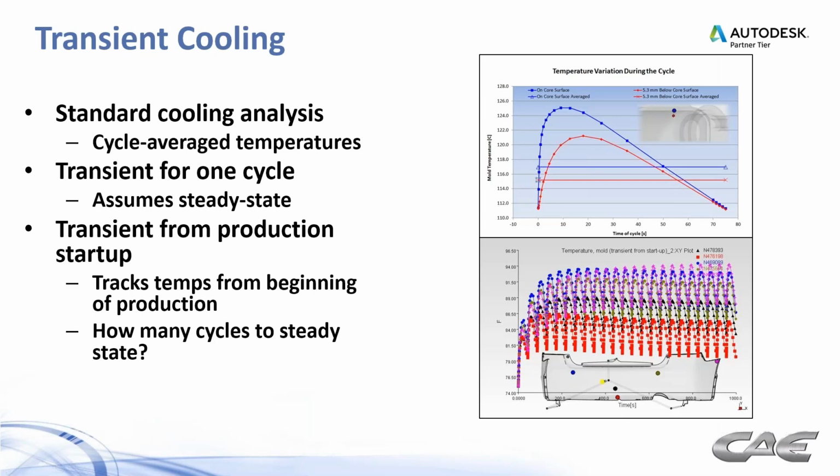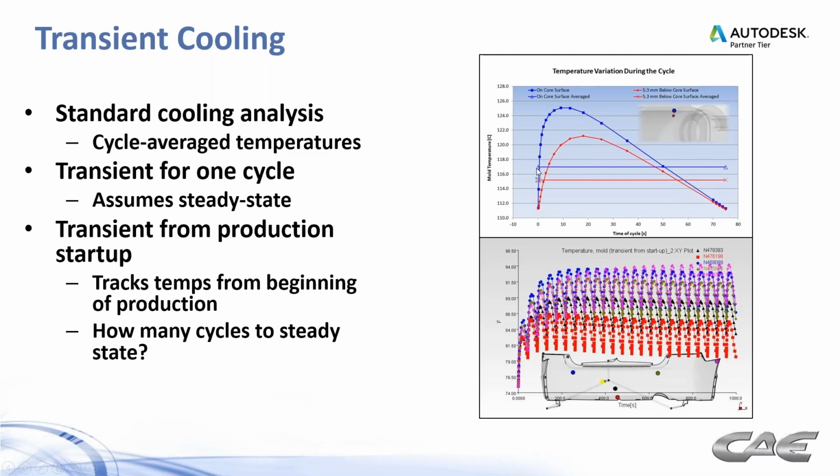Then we have transient cooling. One thing you should know about Moldflow cooling analysis, the standard analysis, is that they are cycle average temperatures. What does that mean? If you were to pick a couple of spots on the mold like we see here in the upper right-hand corner, we have a blue spot and we have a red spot. The blue spot's on the mold surface of the core, and that red dot is buried 5.3 millimeters below. So it's tracking the temperature through time for one cycle.